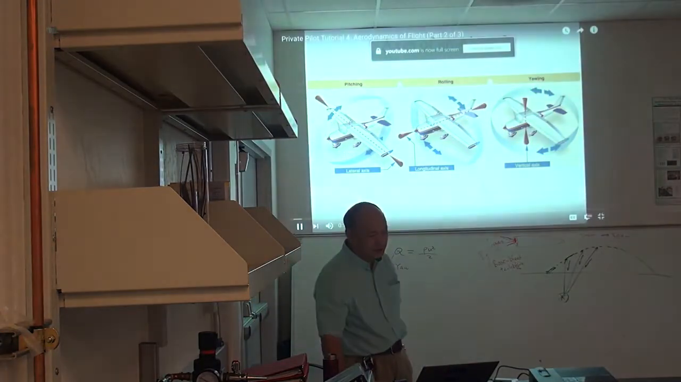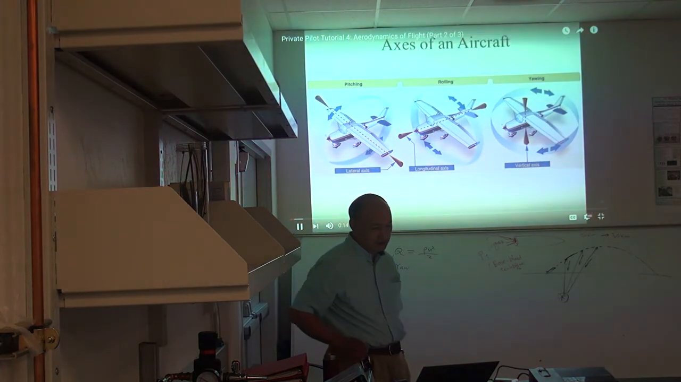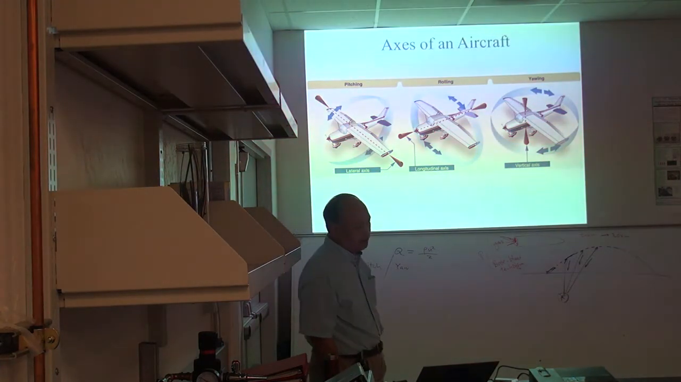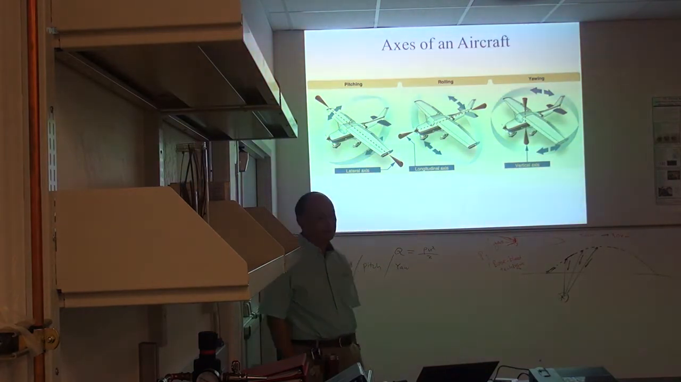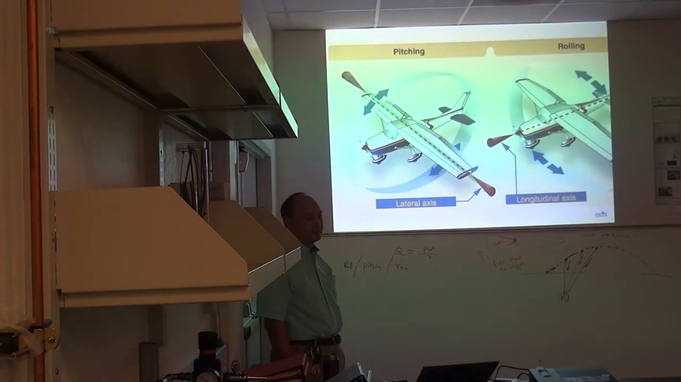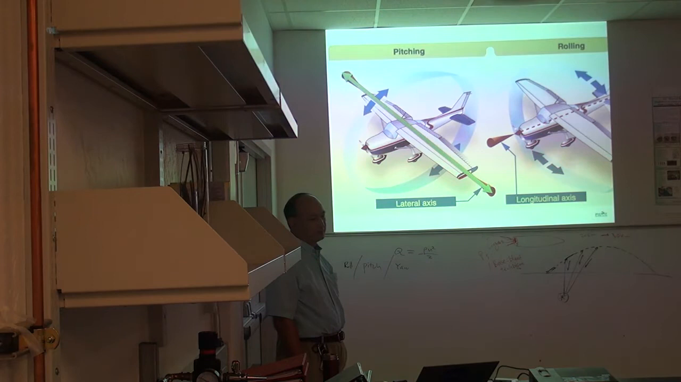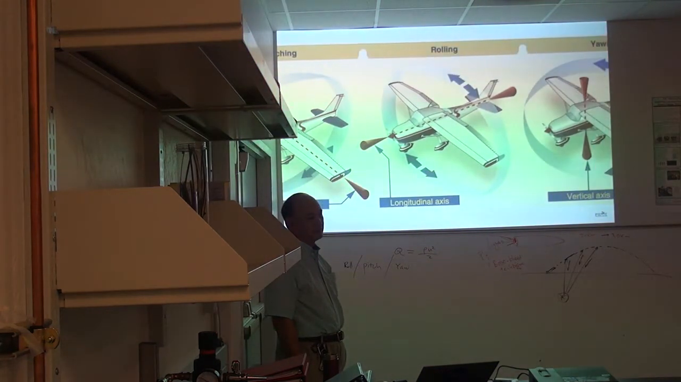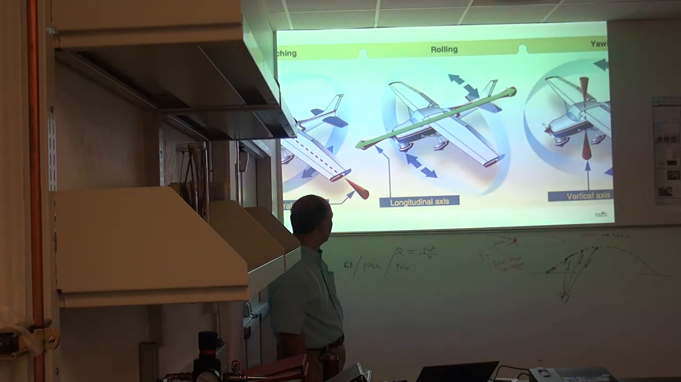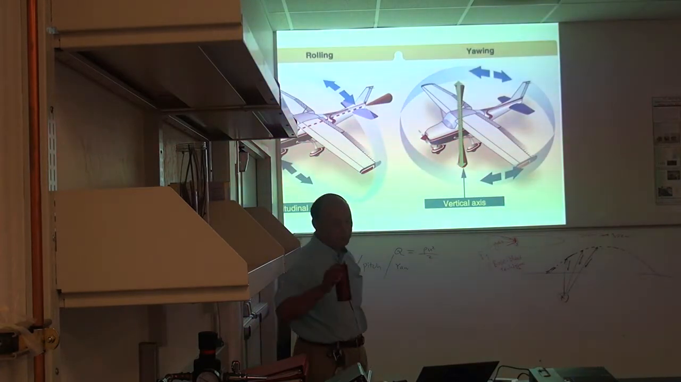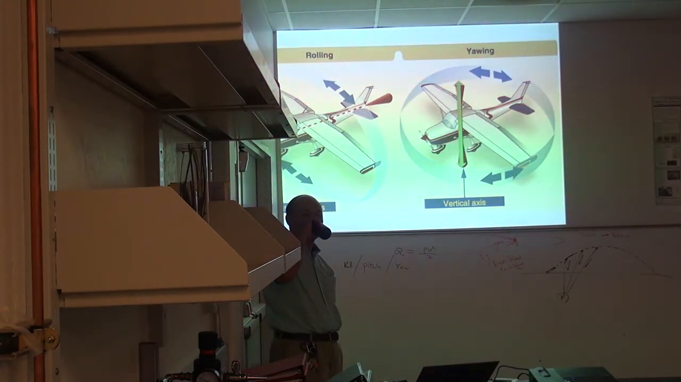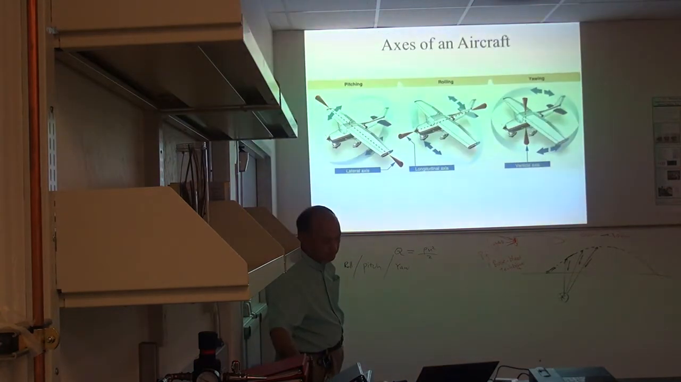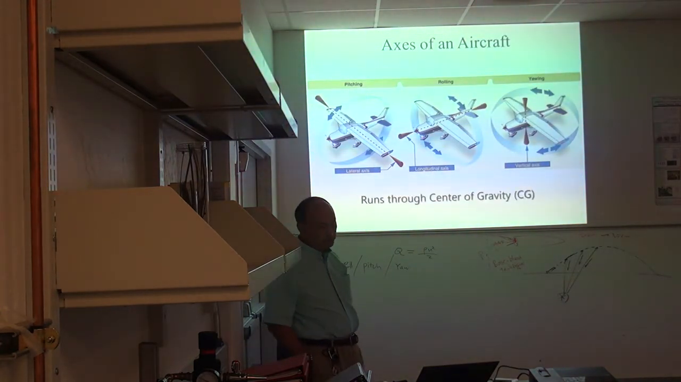Axes of an aircraft will be covered more in depth in the flight controls chapter. However, it is important to know the three axes that an airplane can move on. The first is pitch. The pitch, or lateral axis, is the point that a plane will pitch its nose up or down on. The roll, or longitudinal axis of an aircraft, is the point where the airplane will roll to the left or right. And the yaw, or vertical axis, is the axis that the plane will yaw on or move its nose left and right. It is also important to note that each of these lines runs through the airplane's center of gravity.